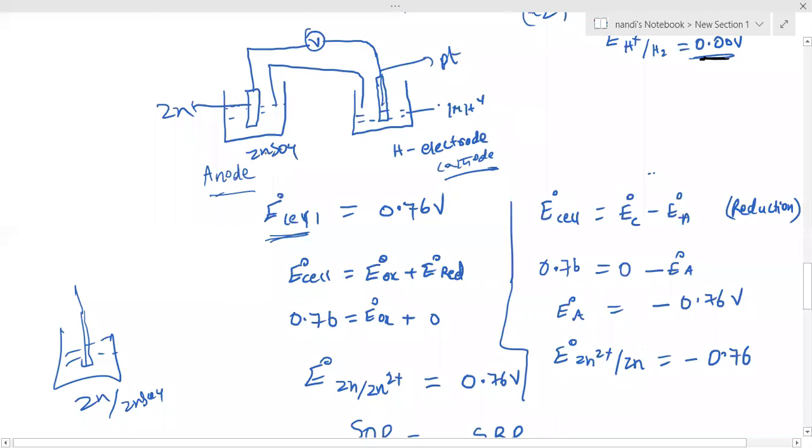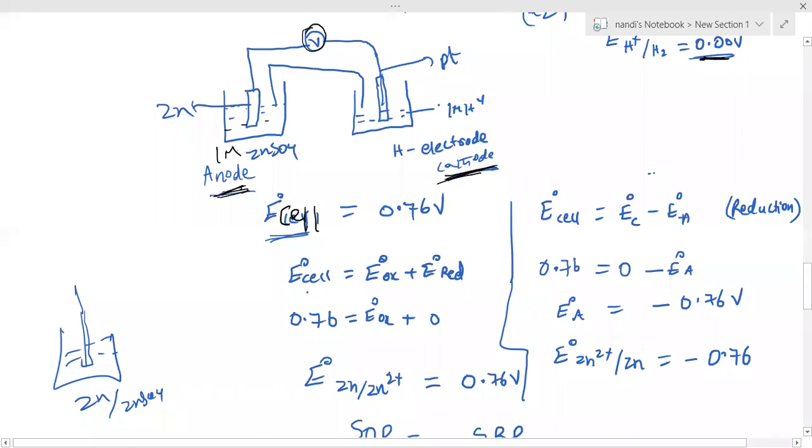So now I'm calculating the E naught value of zinc at standard conditions. Zinc I arrange here. The left side always acts as the anode, the right side is the cathode. Keep that in mind. I'm taking 1M ZnSO4 solution here. We calculated using this voltmeter and instrumentation. The E naught cell value we calculated is 0.76 volt, with the zinc electrode and the hydrogen electrode.